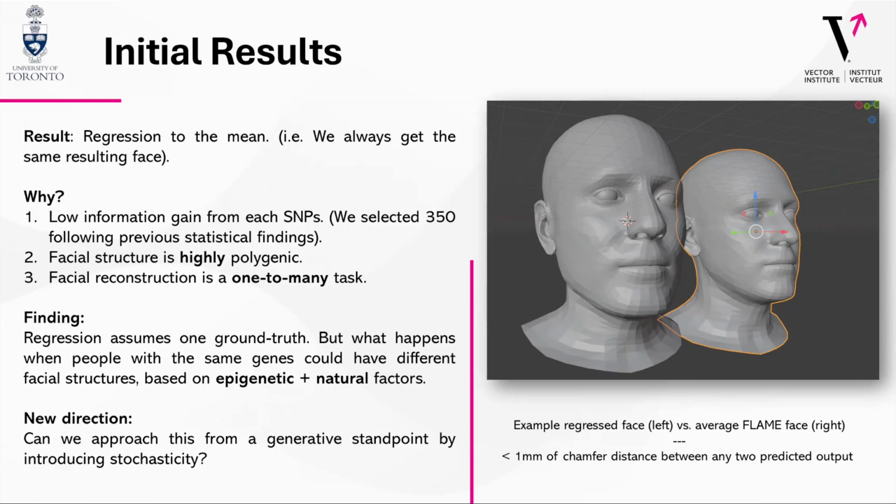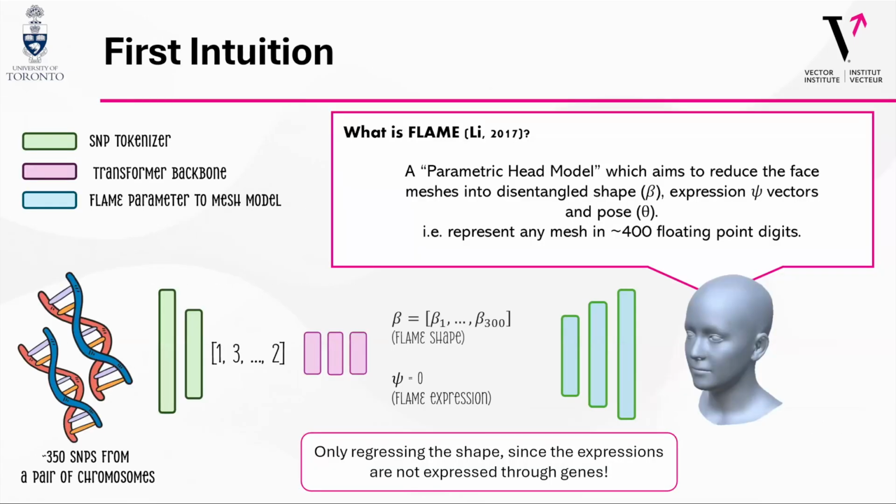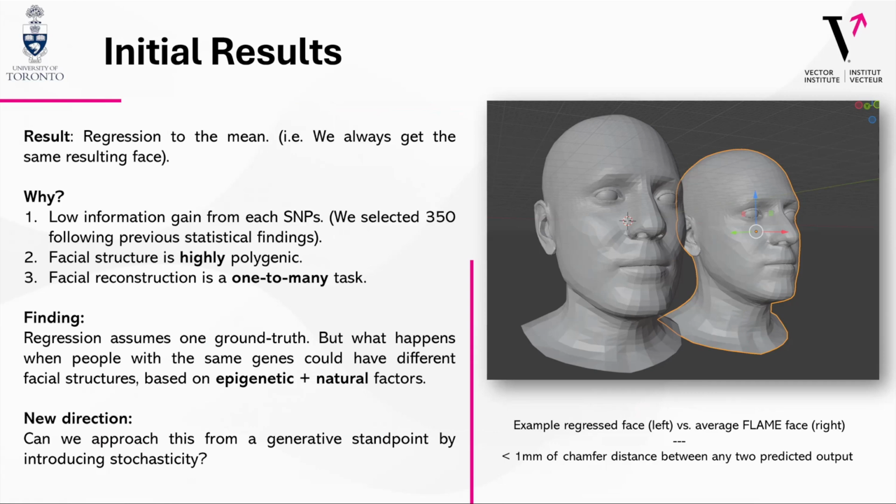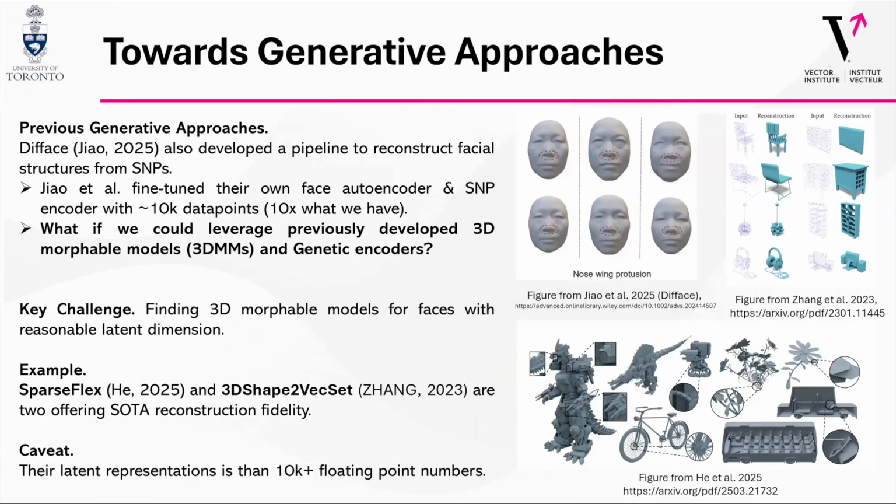And finally, facial structure is a one-to-many task, just as I described before. Someone could have a very similar gene to you, but have completely different gene expression. So the finding is that regression assumes this ground truth. If we look at the previous model, we're working with a one-to-one assumption, that there exists a one-to-one mapping. Instead, we should work with the stochasticity of the natural environment. So can we approach this from something more generative, where we can include the stochasticities of environmental factors as well as epigenetic factors? And this is where the work in progress starts.